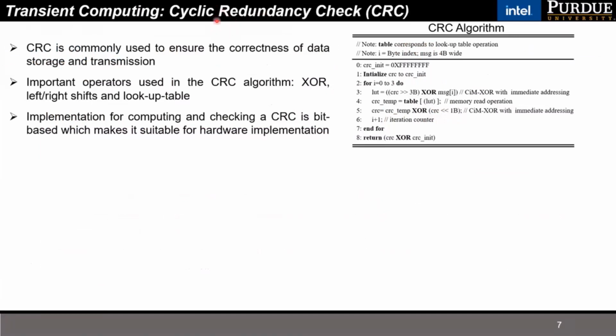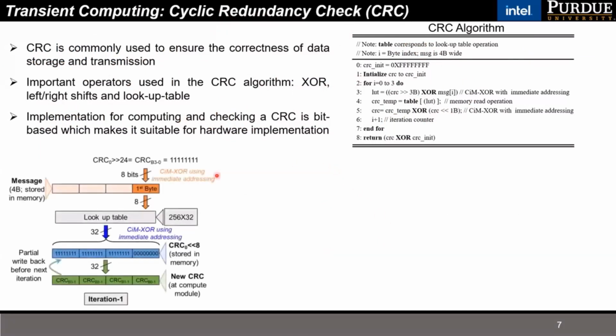The first workload is cyclic redundancy check, which is commonly used to ensure correctness of data during storage and transmission. Now, the key operators in the CRC algorithm are XOR, left and right shift, and lookup tables. We first perform a SIM XOR, which is an immediate addressing based SIM XOR, of the first byte of the message with an initial CRC value, the output of which goes to the lookup table, and the output of the lookup table is then again XORed with the initial CRC value, which is left shifted by 8.